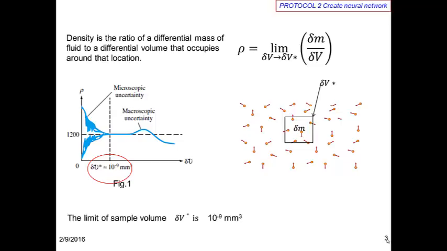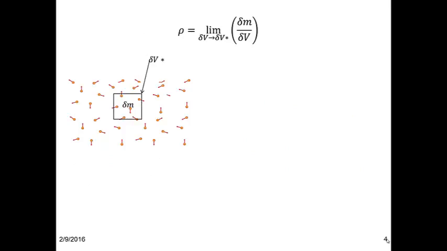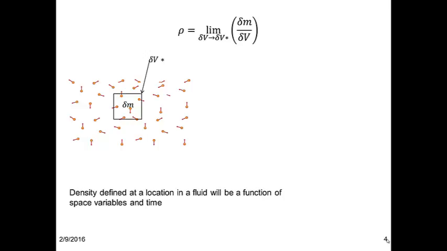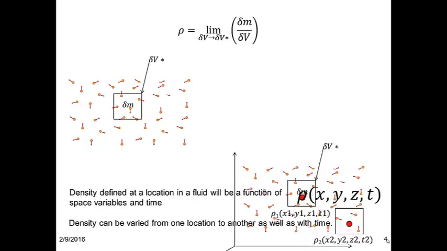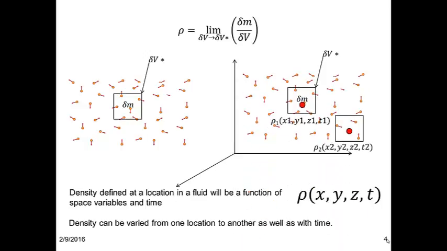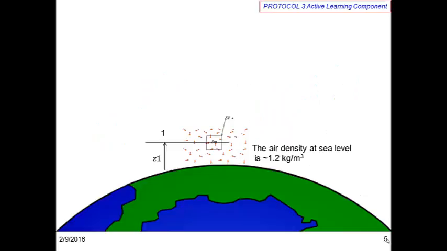The density defined at a location in a fluid in such a manner will be a function of space variables and time. The density can vary from one location to another as well as with time. Consider an example. The air density is 1.2 kg per meter cube above sea level.